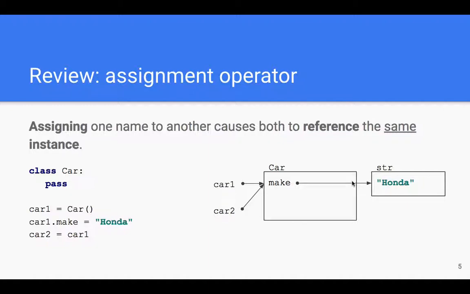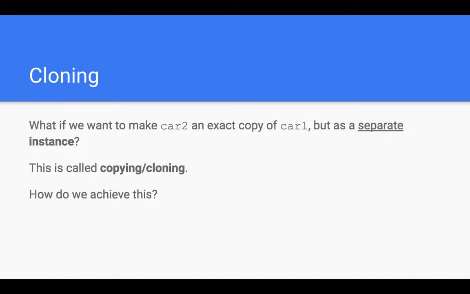So like I said, if you understand these two slides, the rest of the topic here should very naturally follow what we just talked about. Okay, so what if we just saw that car1 and car2 are pointing to the same object and changing one changes the other, right?